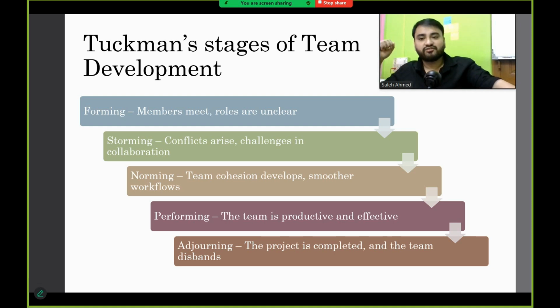Now we have Tuckman's stages of team development, and a very important slide for the budding entrepreneurs and the startup founders. Whenever we open a new organization or a company, team development has to go through 5 stages: forming, storming, norming, performing and adjourning, right? Forming means the stage where members meet, the roles are very unclear, very vague. Storming is where the conflicts arise, there are challenges in collaboration. Norming is then things becoming normal, team cohesion develops, smoother workflows. Performing is the next stage where the team is productive and effective, and then once the project is over, adjourning happens, the project is completed and the team disbands, right? So this is how it works.